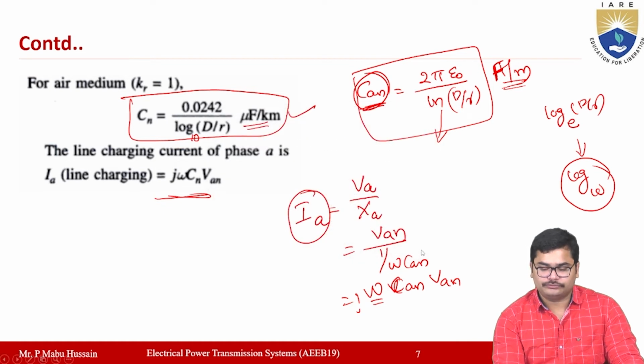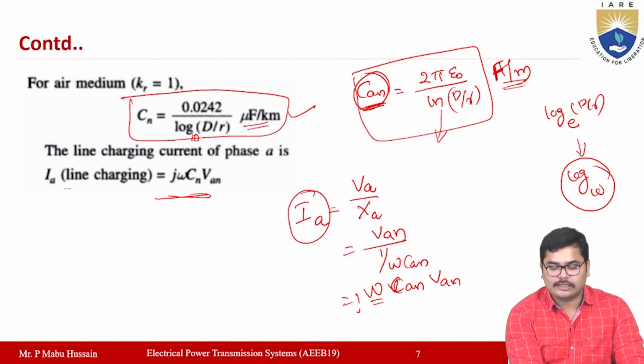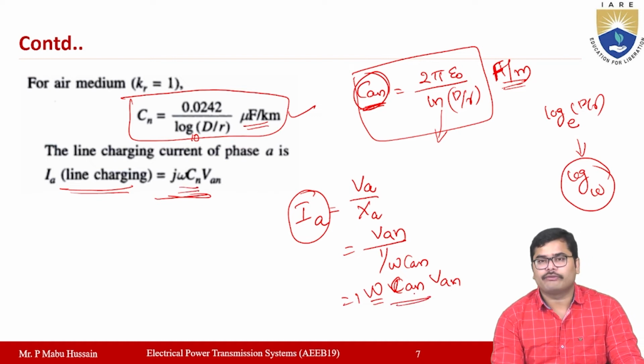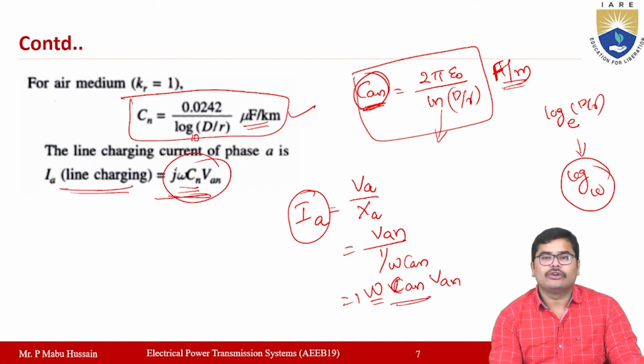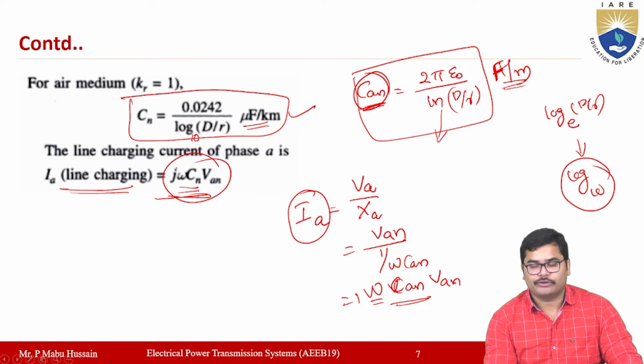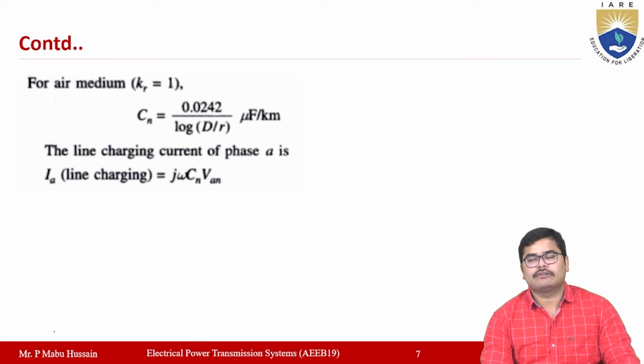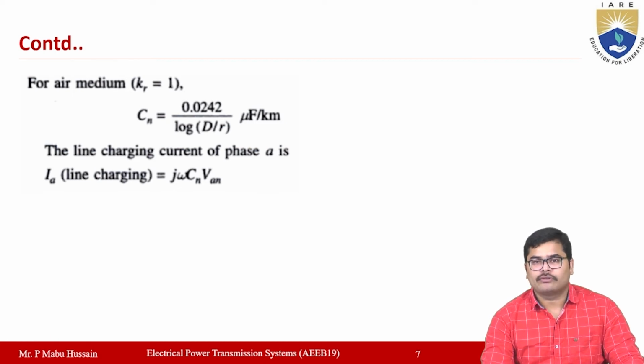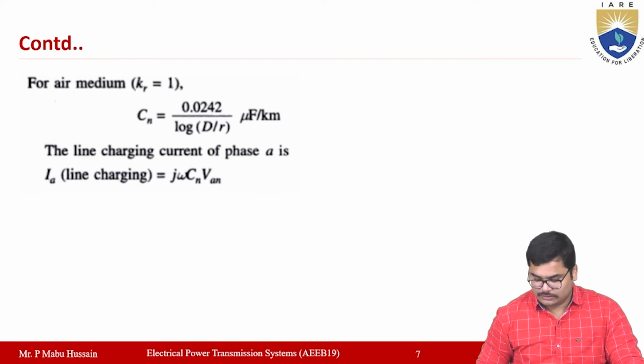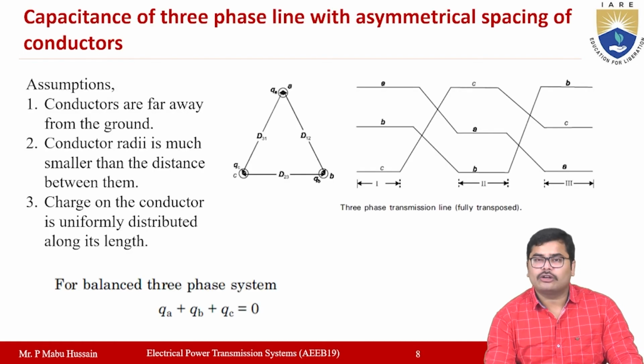IA is the line charging current. IA is equal to omega into CAN into VA. So by using this equation, you can find out the charging current. This is how you can determine the capacitance of a three-phase transmission line for a symmetrical line. Now let us see the capacitance of a three-phase line with unsymmetrical spacing of the conductors.